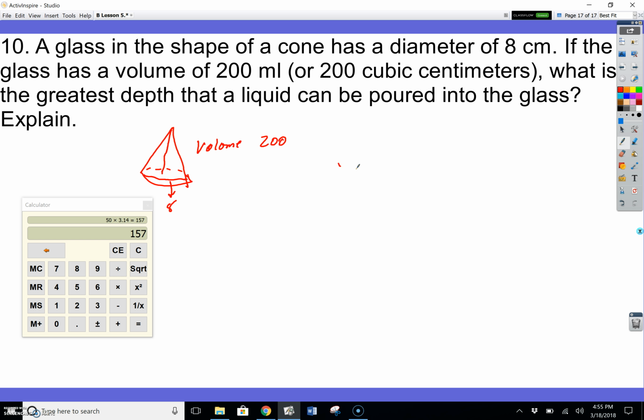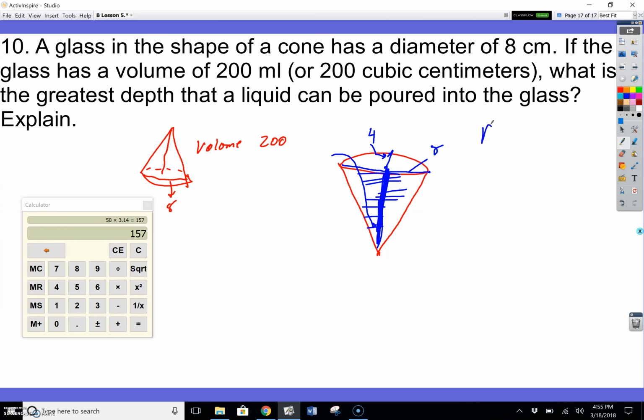So if you have a cone shape, picture a beaker or even an ice cream cone, and it's basically saying if I poured water into here, what is the greatest depth it can be? It's just saying how high can I fill it up before it overflows. So basically what it's saying is, how tall is my glass? What's the height? So my diameter that they gave me is 8, which means my radius is 4.